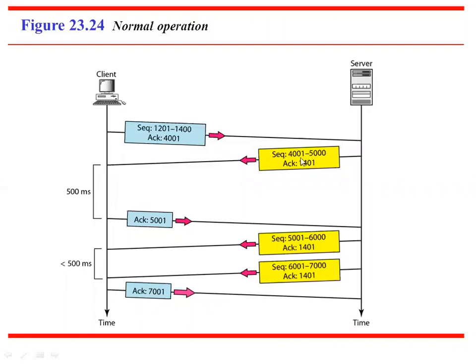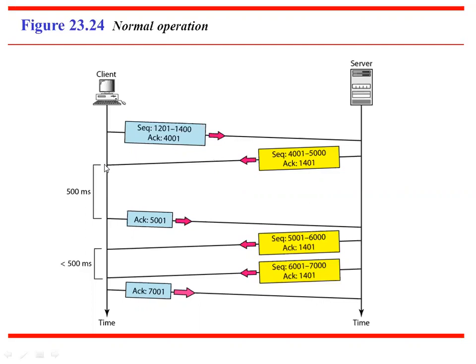Now the server, after receiving this segment from the client, is sending an acknowledgement as well as its own segment. This is called piggybacking, wherein the acknowledgement is sent along with the data. The server is sending a segment with the sequence number which the client was expecting to receive, 4001. So the server is sending from 4001 to 5000, and the server is acknowledging that it has received all the bytes up till 1400.